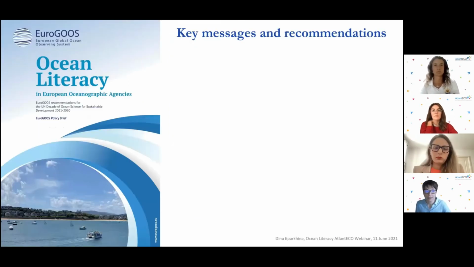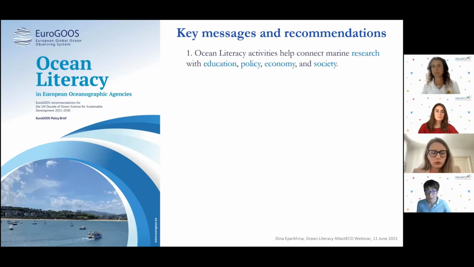Our latest output is this publication, this report, which highlights the ocean literacy activities in European oceanographic agencies as ocean literacy advocates and really important actors, where scientists themselves are ocean literacy protagonists and not only educators. And here we are making recommendations for the UN Decade of Ocean Science for Sustainable Development. I'll present these recommendations very briefly.